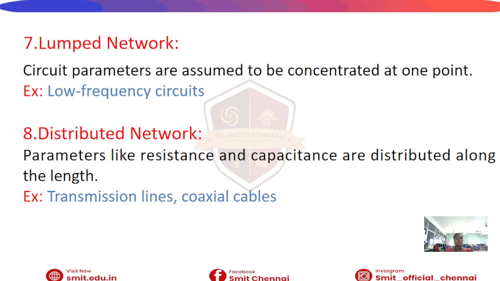Then lumped network. All parameters are assumed to be concentrated at one point. The example is low frequency circuits. Then distributed network. Parameters are distributed along the length of the circuit. The examples are transmission lines and coaxial cables.